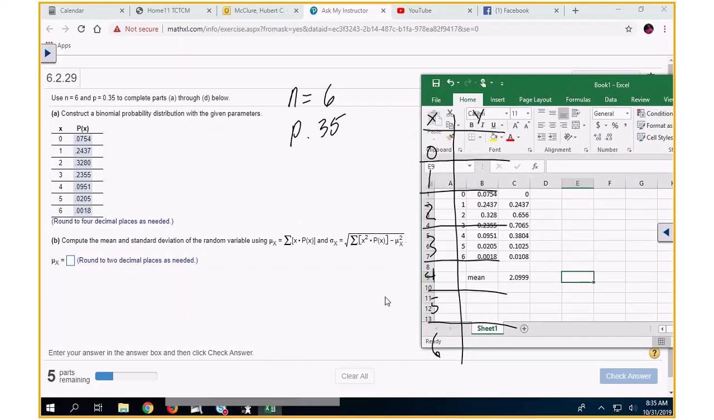The square root of the sum of all the x squared times the probability. Okay, so we got to take the x squared and multiply it by the probability. We don't have an x squared, so we got to make an x squared. So equals x quantity what? Squared. And copy that down. And now we got to take x squared and multiply it by what? The probability. And add that up.